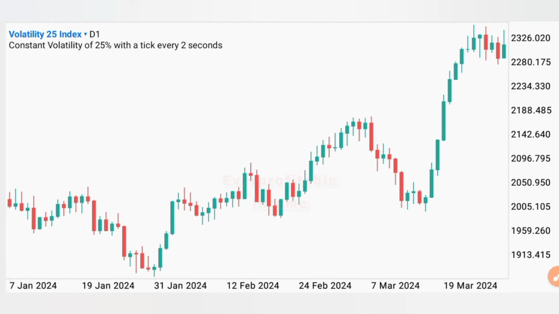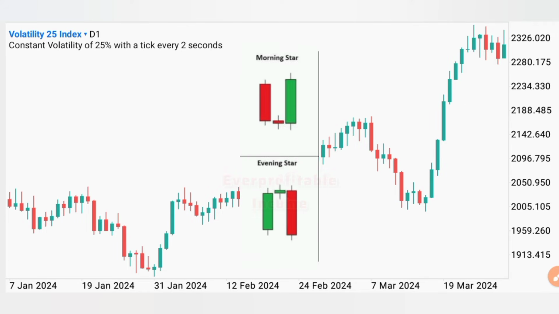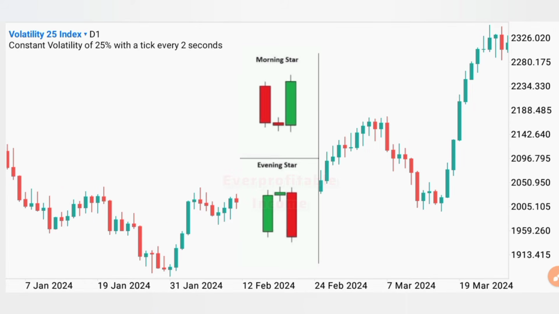So the next reversal candlestick pattern that we are going to talk about, that you should consider to be able to spot reversal, is the evening star and the morning star. Okay, the evening star and the morning star. This is an example of an evening star. An evening star is usually found at the resistance level, at the resistance.